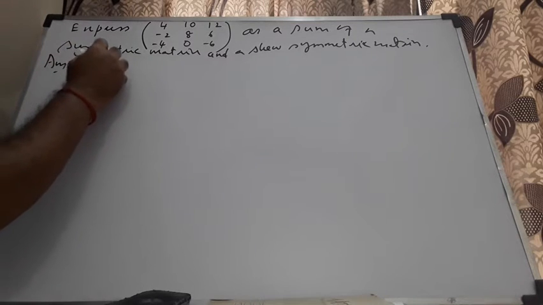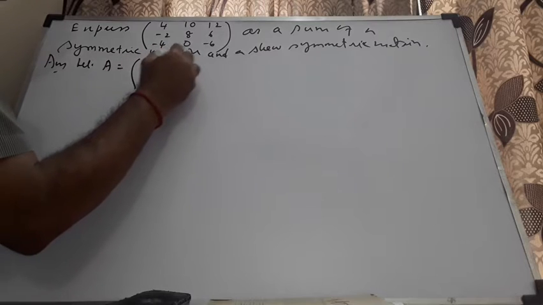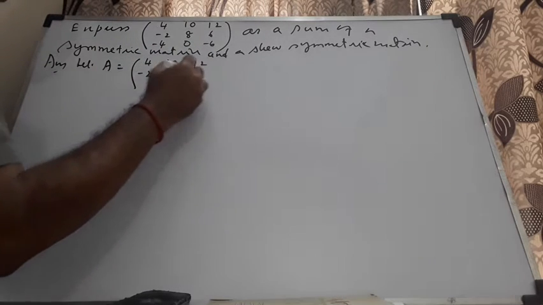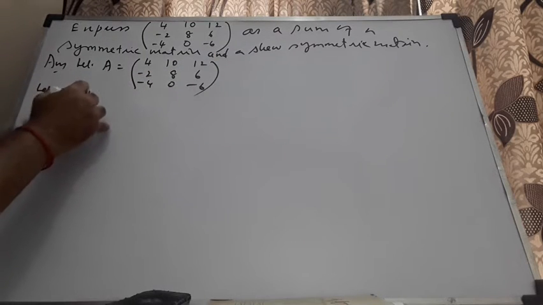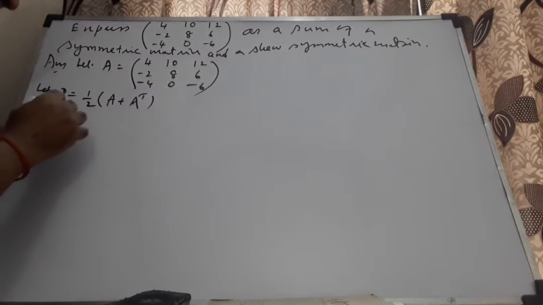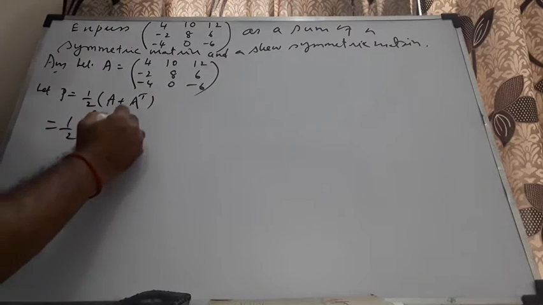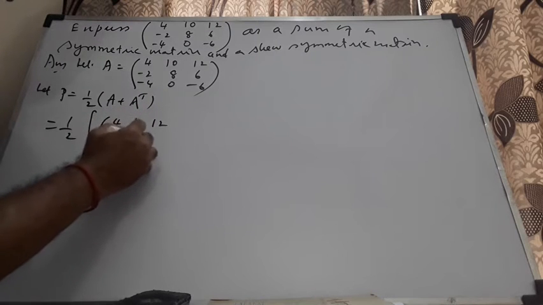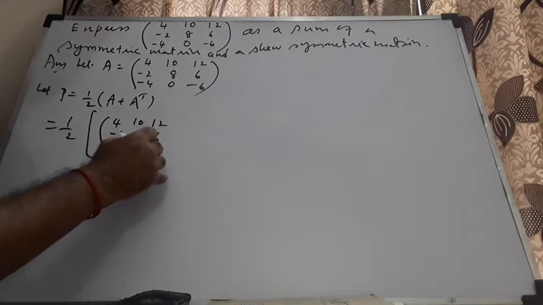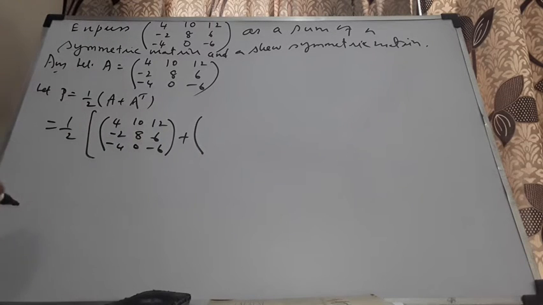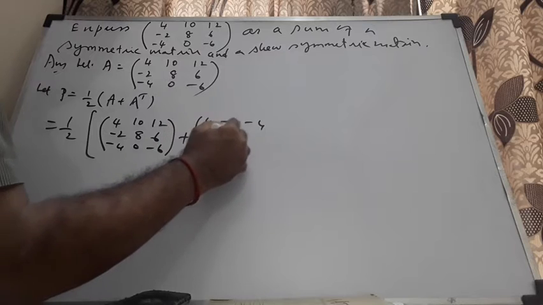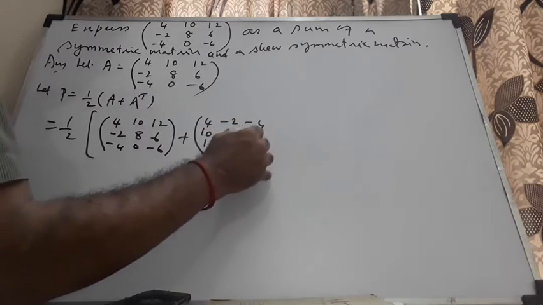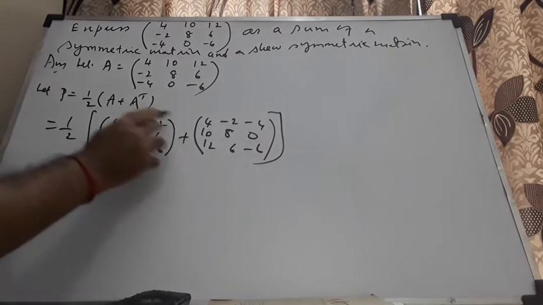Let A equal 4, 10, 12, minus 2, 8, 6, minus 4, 0, minus 6. Then let P equal half of A plus A transpose, which is half of the matrix 4, 10, 12, minus 2, 8, 6, minus 4, 0, minus 6 plus its transpose. Transpose means row becomes column, column becomes row. Therefore I get 4, minus 2, minus 4, 10, 8, 0, 12, 6, minus 6.